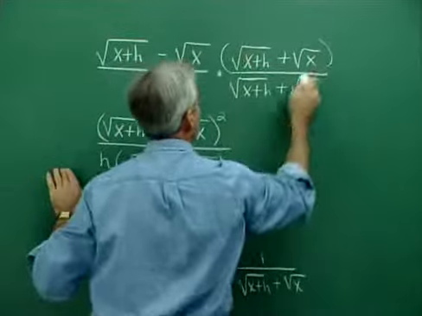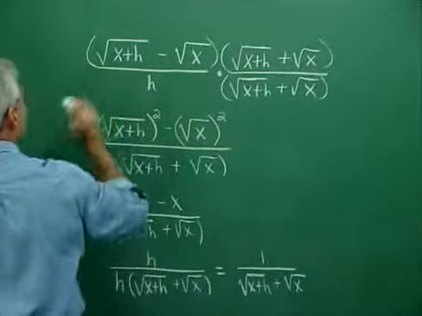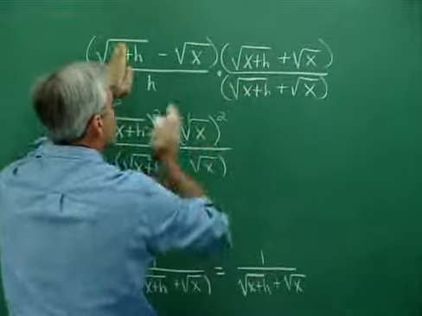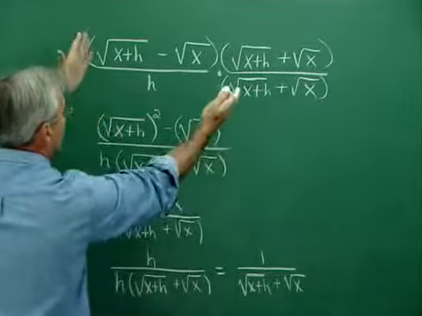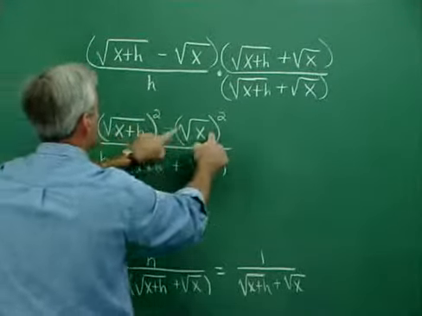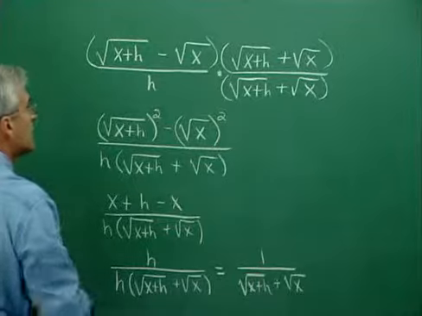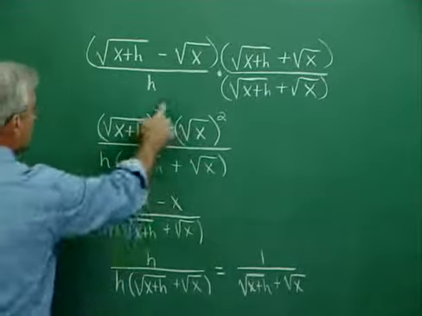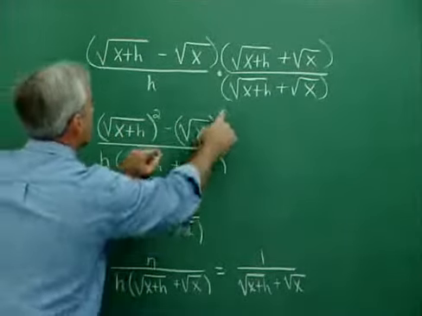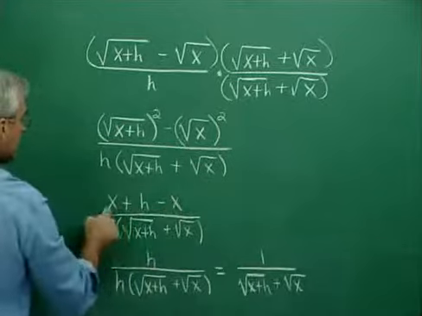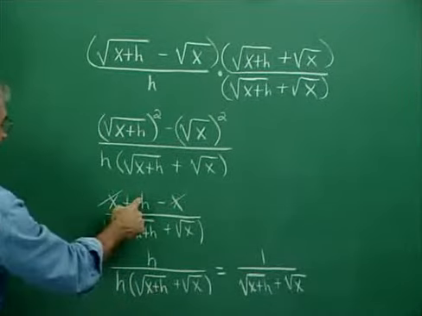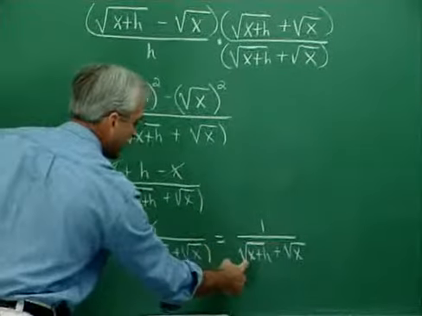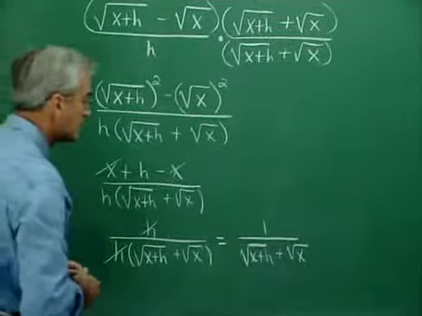Some really nice things happen when we multiply conjugates like this. They're not nearly as imposing as they may seem. You multiply conjugates and you get the difference of squares, so it is the first item squared minus the second item squared. That's really all there is to it. In the denominator, it's h times that binomial, so that's all I've written here. Now, squaring the square root gives us the radicand. The x minus x go out, and we have h over all of this. The h's go out. We have 1 over the square root of x plus h plus the square root of x.